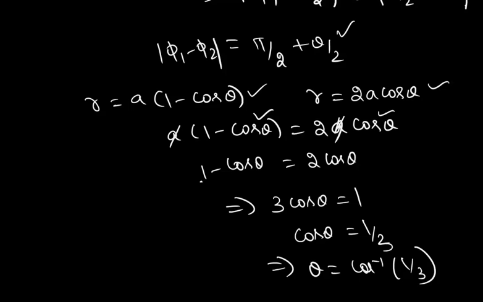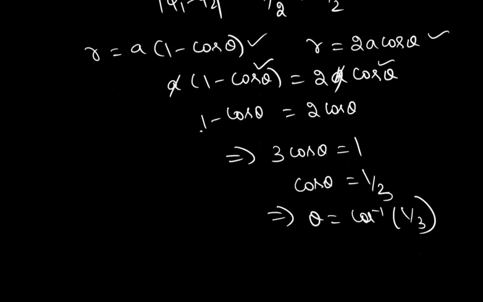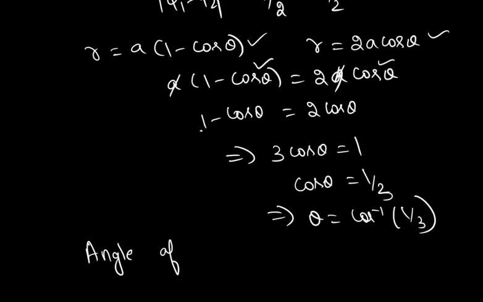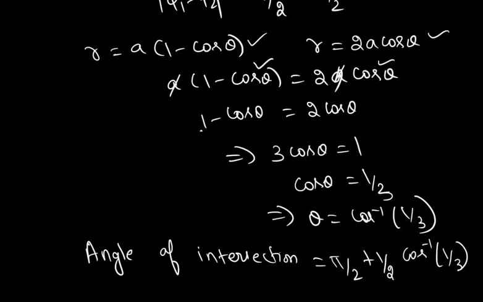Now what will be your final answer? Pi by 2 plus theta by 2, right? In the place of theta, I will substitute cos inverse 1 by 3. Hence your solution, that is the angle of intersection, is nothing but pi by 2 plus theta by 2. I will write 1 by 2 into theta, which is nothing but cos inverse of 1 by 3. Hence we have to solve for theta and substitute here.